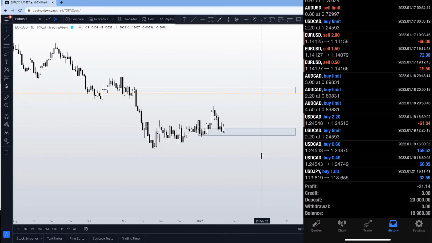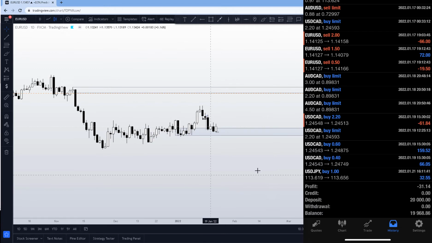And as you can see on the screen, we have taken those trades and I'm going to be analyzing all of those trades. So let's start with EUR/USD and check out why we took this trade.